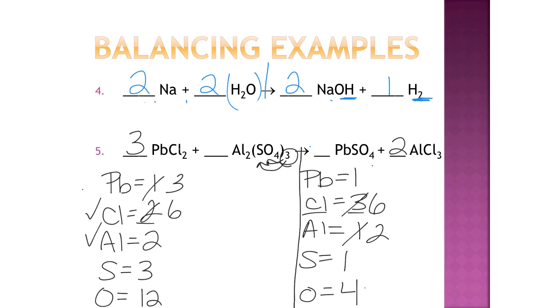Lead is 3, only 1, so I've got to put a 3 in front of the PbSO4. That's going to change Pb to 3. That's going to change S to 3, and that's going to change O to 12. And lo and behold, yay, I am all balanced. Again, in front of the aluminum sulfate, you can leave that as a blank or a 1.